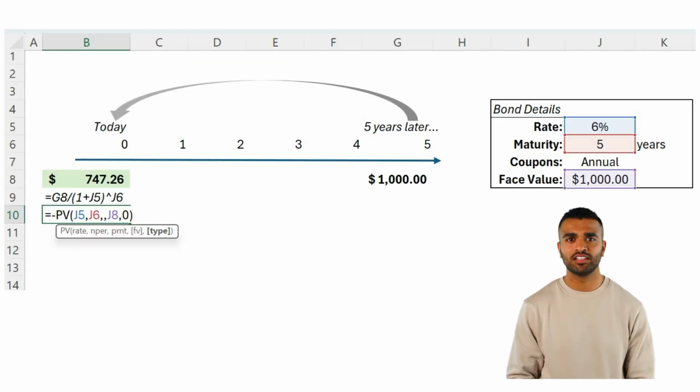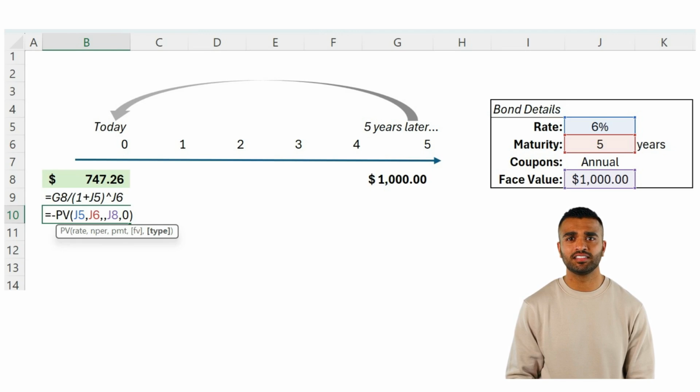Let's begin to work in Excel. Using a timeline representation will be very helpful. A zero-coupon bond is essentially a lump sum payment. In this case, the cash flow is expected 5 years from now. You can calculate its present value using the formula we learned in the previous slide, which is shown on cell B9, or you can alternatively use the PV command in Excel.